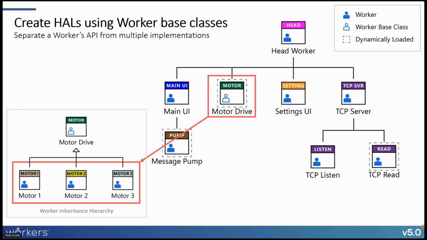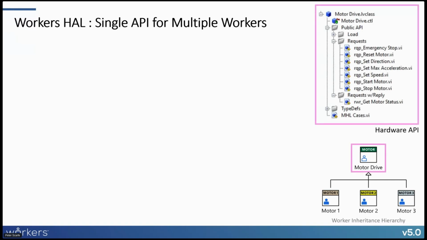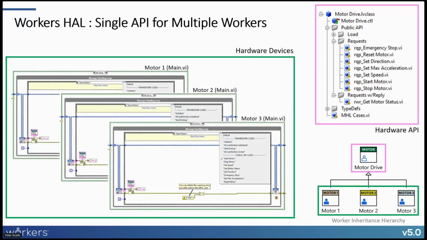So how do we do this? Well, we create a public API in a worker base class. In our example here, we have a set of public API VIs that exist in the base class called MotorDrive. And then we would create the implementation for the API in the message handling loop cases of the workers that inherit from the base class. This will then provide us with a single set of public API VIs in the base class that can be used by the implementations of the API in the 3 workers. Hopefully that makes sense so far.